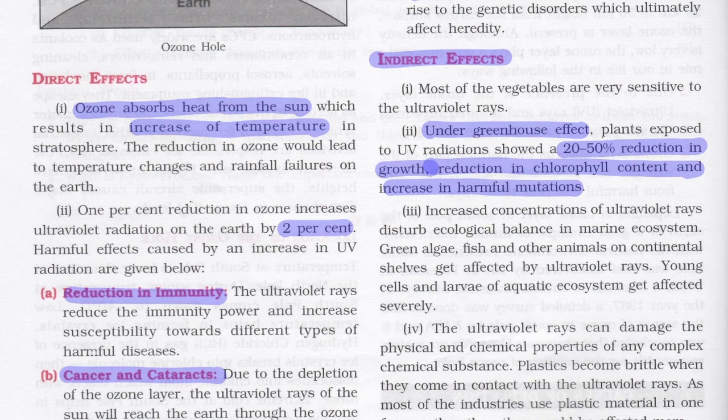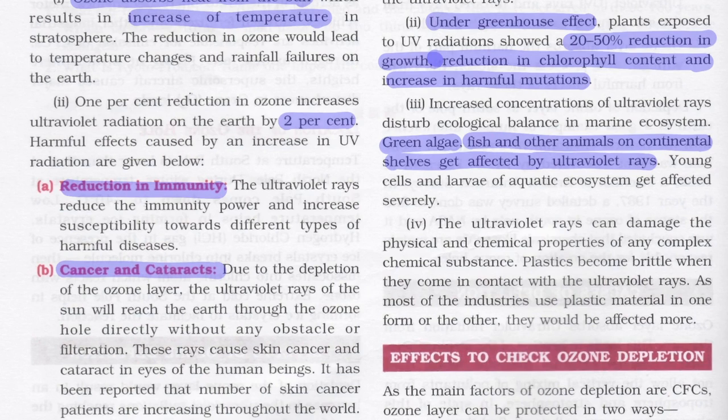Increased concentration of ultraviolet rays disturbs the ecological balance in the marine ecosystem. Green algae, fish and other animals on the continental shelves get affected by UV rays. Ultraviolet rays can damage the physical and chemical properties of any complex chemical substance. Plastics become brittle when they come in contact with UV rays. As most industries use plastic material in one form or the other, they would be affected more.